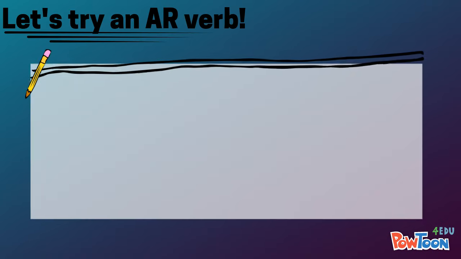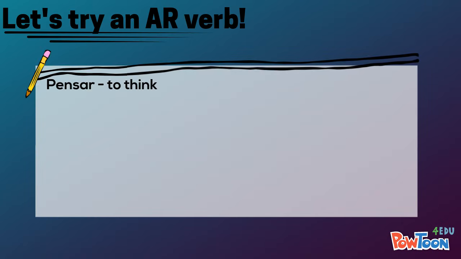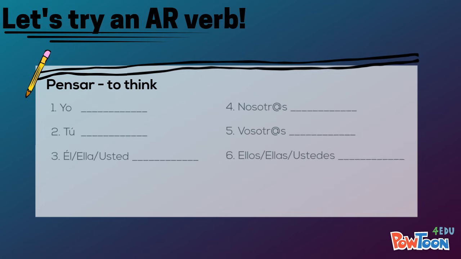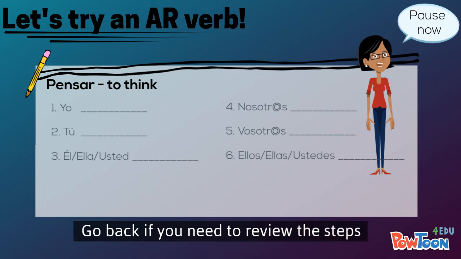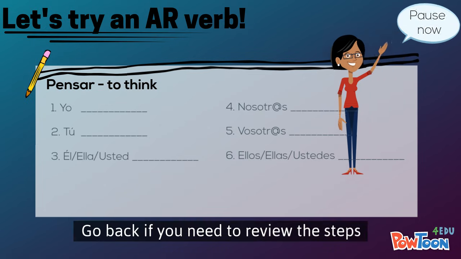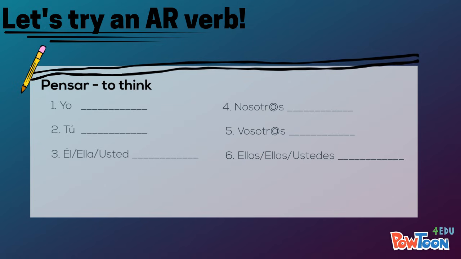Why don't we try to conjugate a few? Let's start with pensar, an AR verb, which means to think. Pause here if you would like to try it on your own before I show you the answers. Okay, so did you get yo pienso, I think? Tú piensas, you think. Él, ella, usted piensa, he, she, it, or you formal thinks.